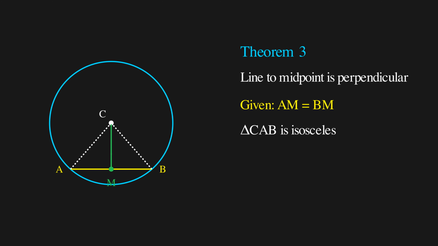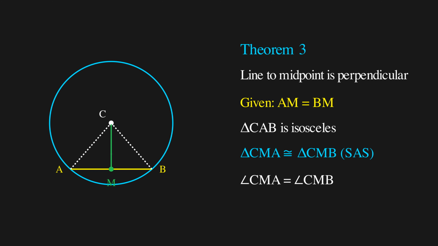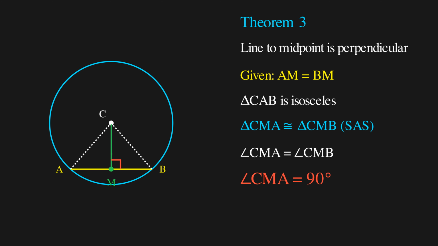Now consider the line CM. In triangles CMA and CMB, we have 2 equal sides, and the included angle is equal. Thus, the triangles are congruent by the side-angle-side rule. Therefore, angle CMA equals angle CMB. Since they form a straight line adding up to 180 degrees, both must be exactly 90 degrees. The line is perpendicular.